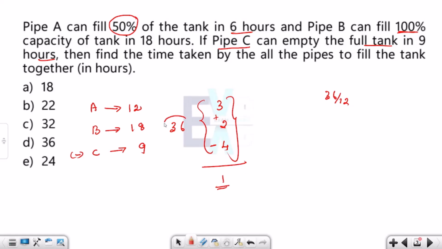So totally how many parts of the work do you have to do? 36 parts. And in 1 hour, when all the three pipes are opened, only one part of the tank is filled. So the answer will be 36 hours. So the answer is 36. Okay, next one.